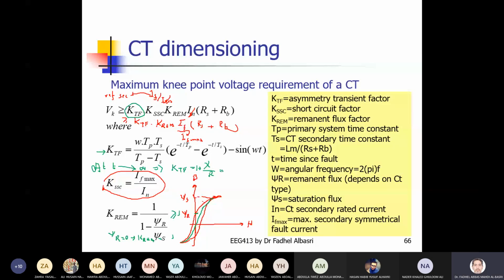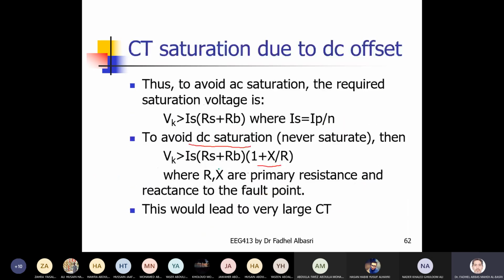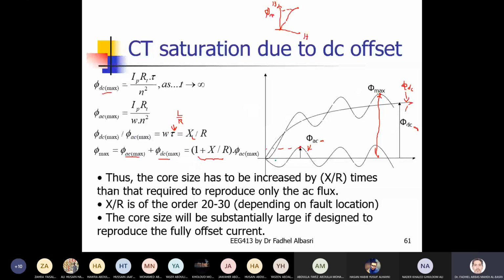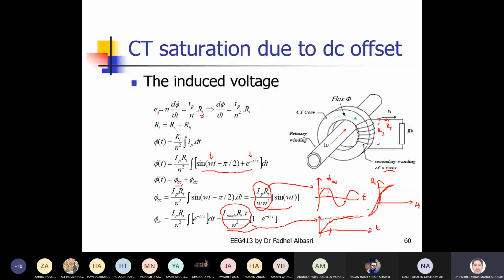Okay, which is 1 plus omega TB, 1 plus omega L over R. L over R is the primary. So this becomes this, or if you approximate this as T approaches infinity, you'll see it is the same as the previous factor we derived in the steady state, as T approaches infinity.